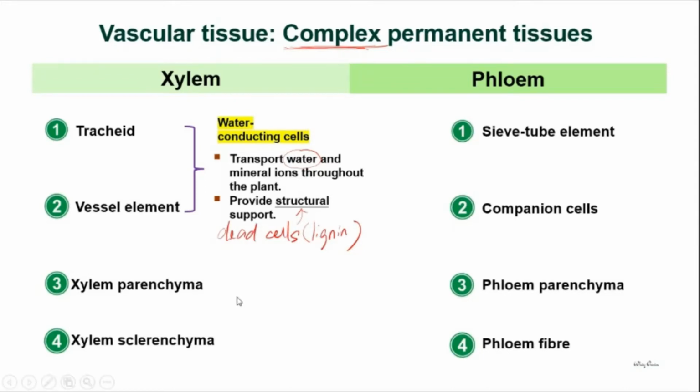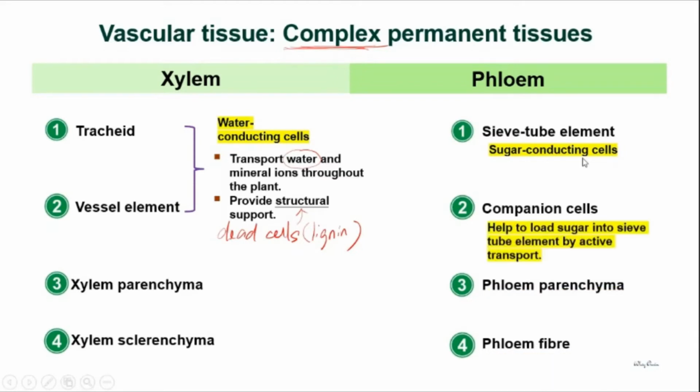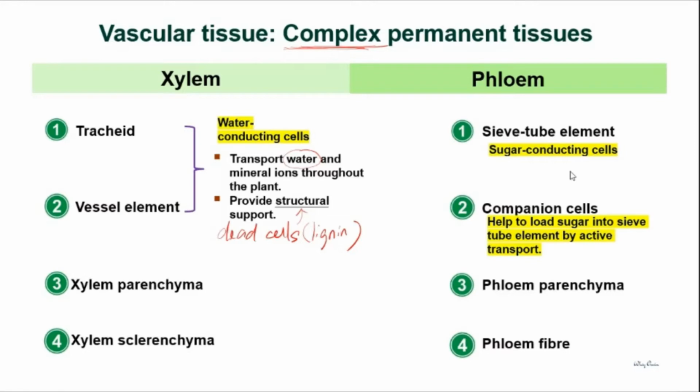For the phloem, since we are talking about vascular tissue, we always relate it with transportation. If tracheids and vessel elements are the water conducting cells, then in phloem, the sieve tube elements are the sugar conducting cells. They are responsible for transporting the sugar from the site of photosynthesis to other parts of the plant that require it or store it.